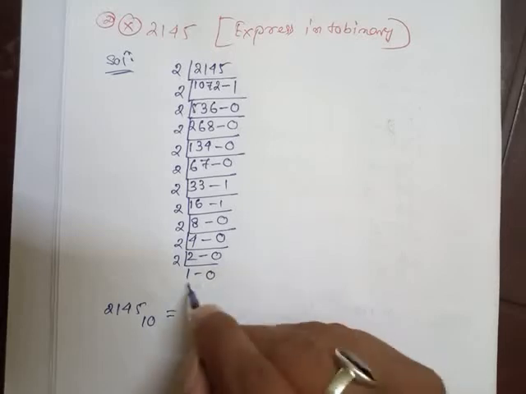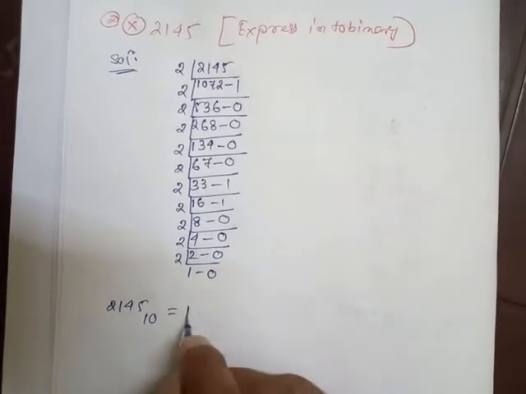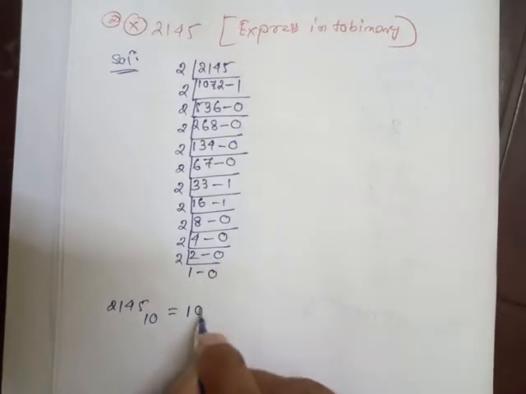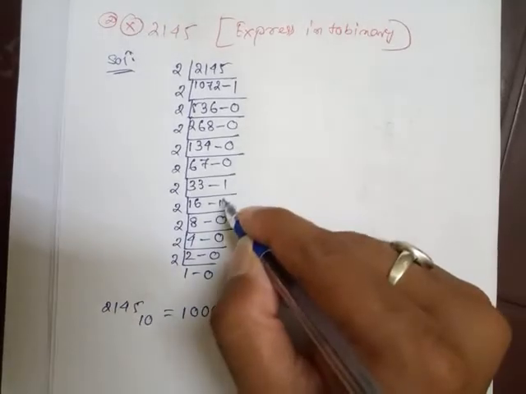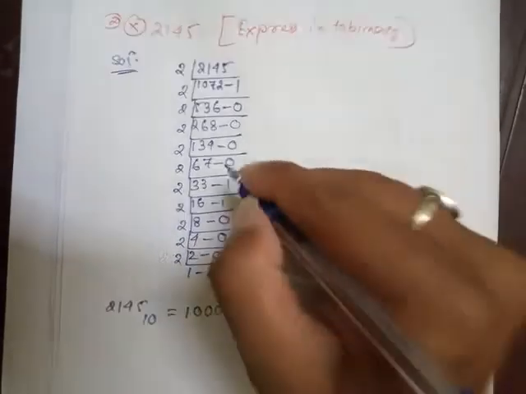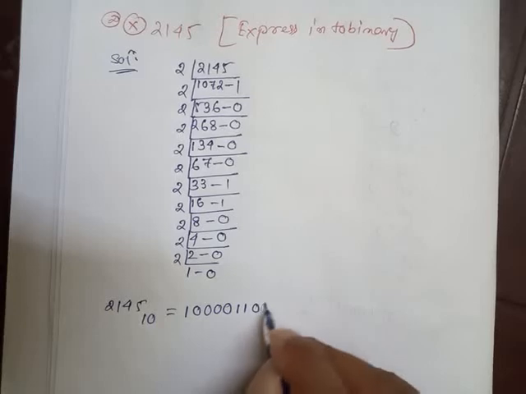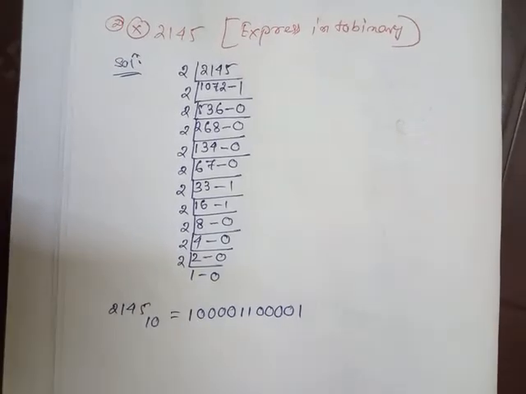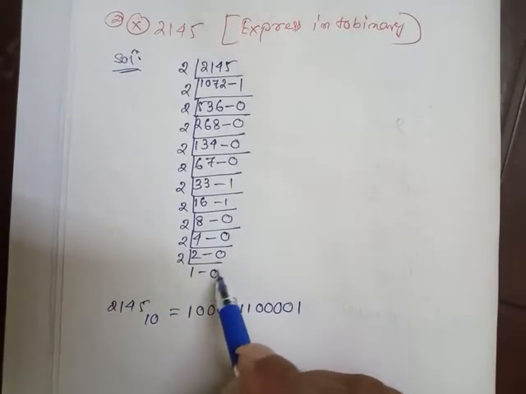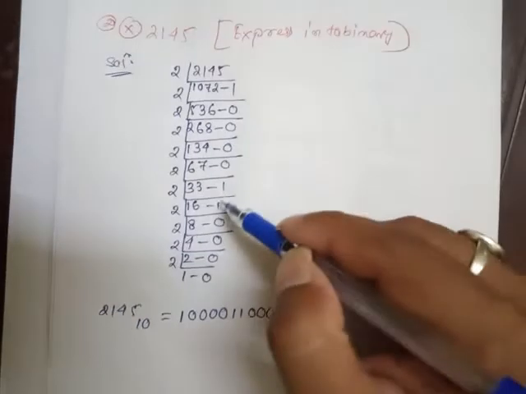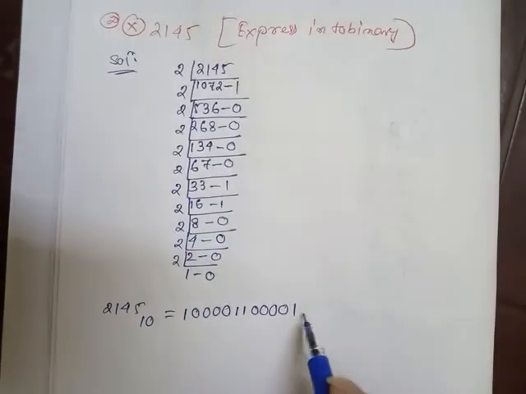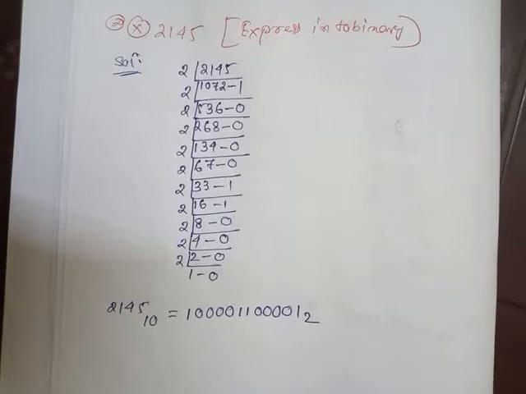1 1 0 0 0 0 ... Now look here student, I repeat again, 1 0 0 0 0, then 1 1, and base is 2. This is our ultimate answer. This is the conversion of decimal to binary.